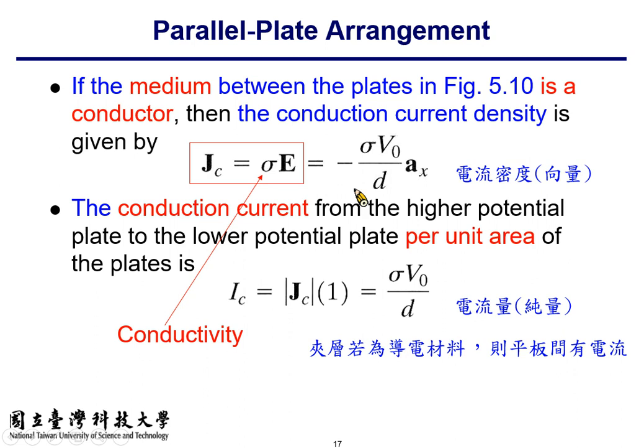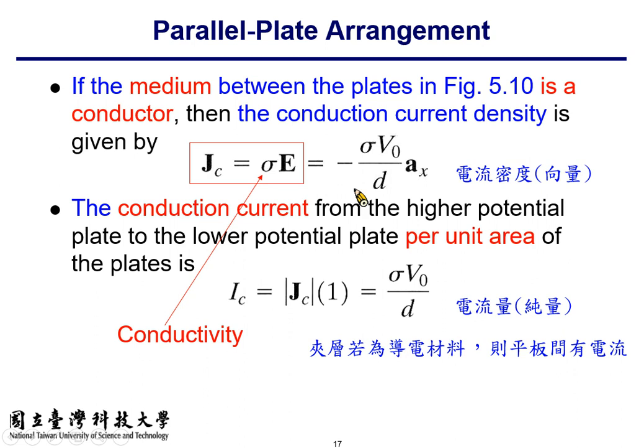Okay, so the top equation is the current density. And as you can see, it's a vector because the currents are flowing from the top plate, which has a larger potential, down to the bottom plate. If you multiply the current density with the area, in this case the unit area, you form the conducting current in this unit area. So the amount of current is sigma V sub 0 over D.